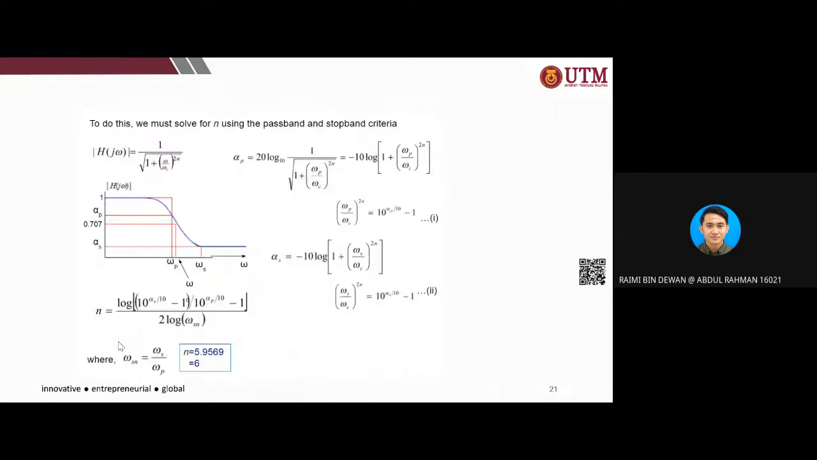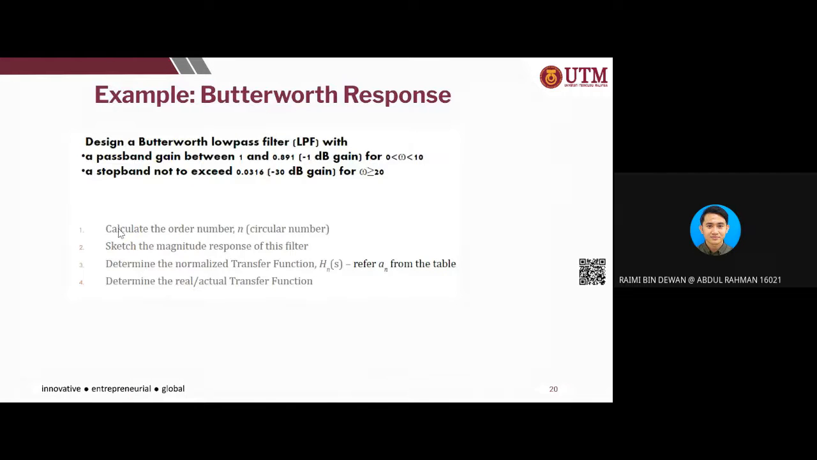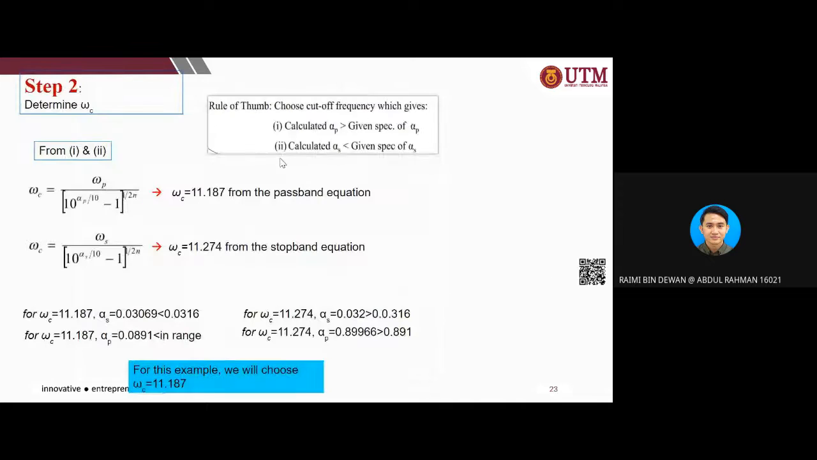So where is the specification? The pass band gain is between 1 and 0.91. This one cannot be accepted for the other omega C because it is more than 0.91, so that's why we cannot accept this. In this kind of specification, you end up choosing 11.19.